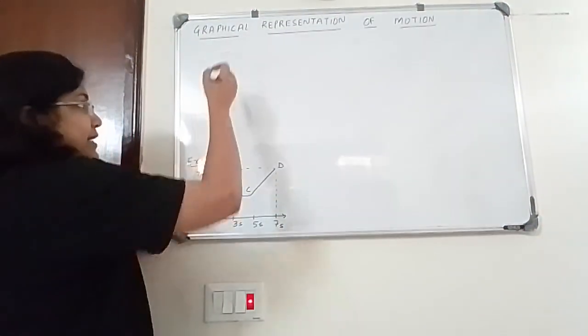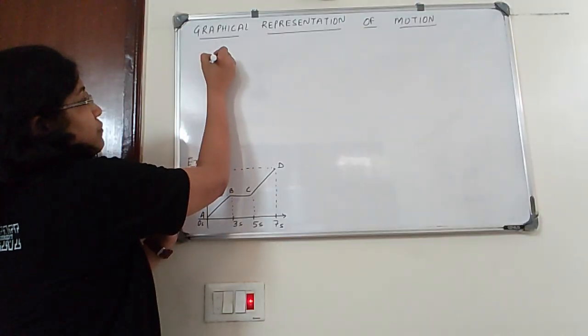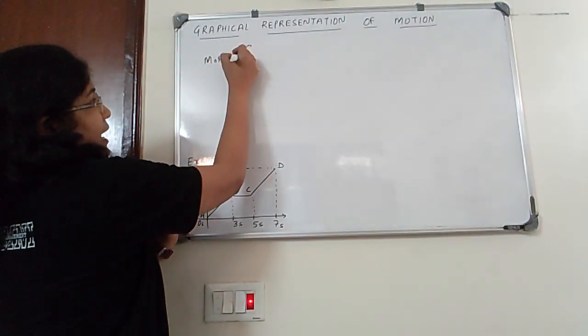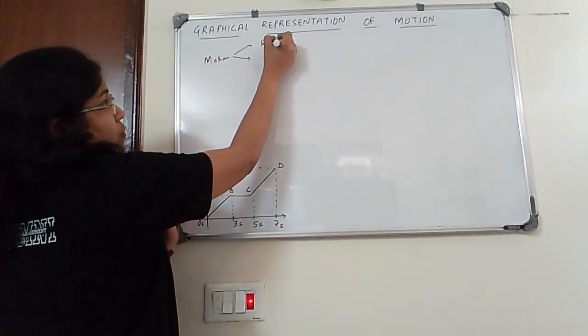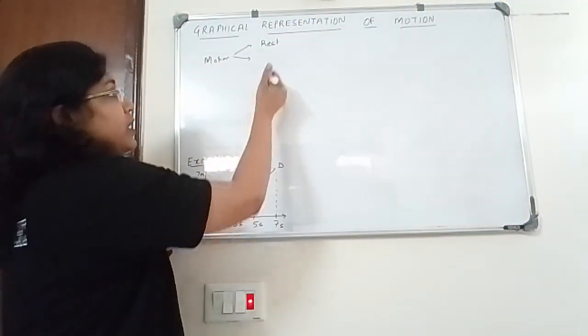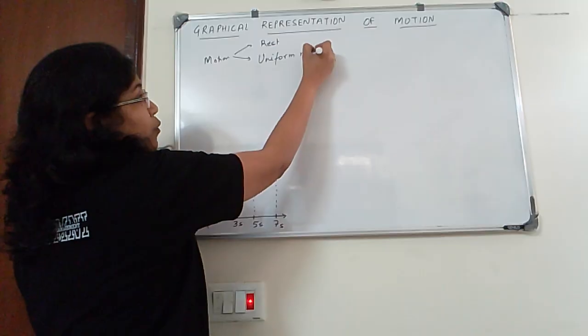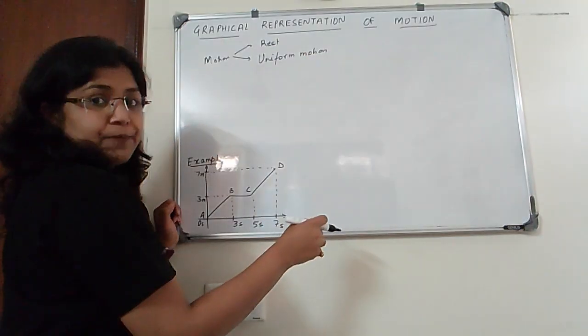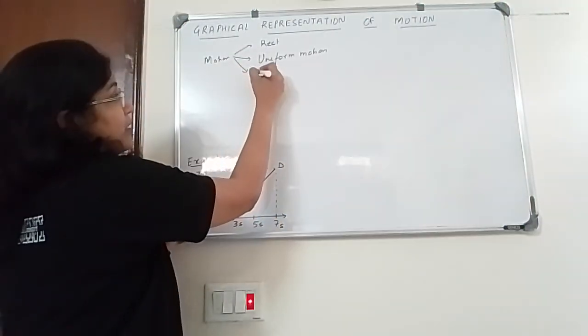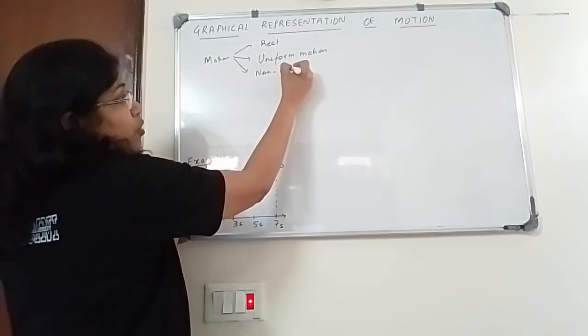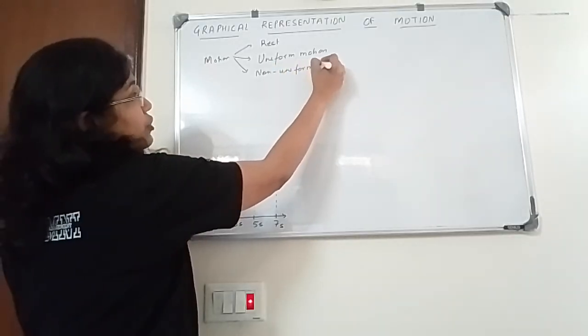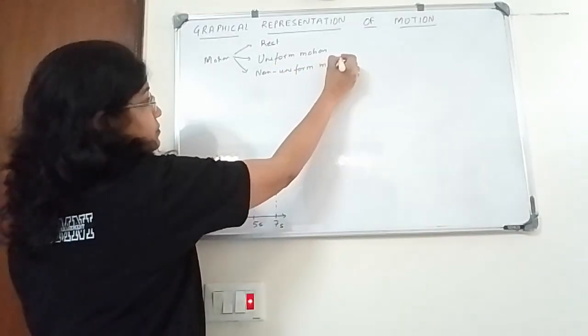As we know, the states of motion can be of three kinds. The object can be at rest, the object can be moving with a uniform speed, which is called uniform motion, or the object can be moving with non-uniform speed. So that is called non-uniform motion.